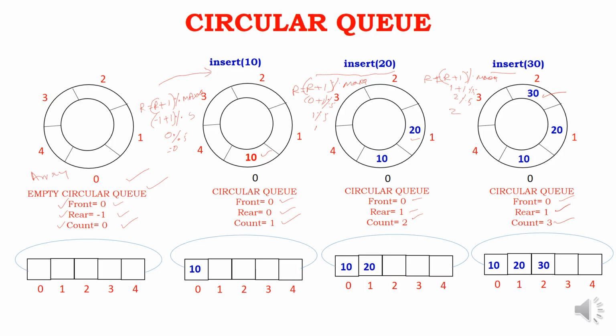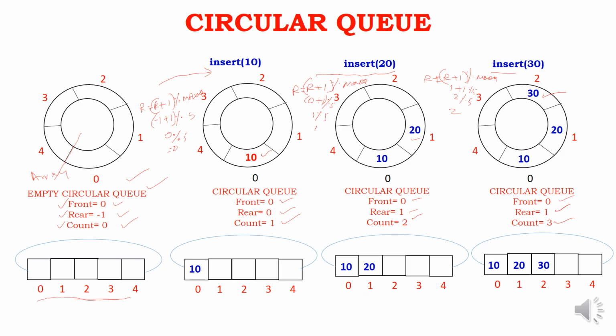For convenience, we are representing the circular queue like a linear queue. Here we assume that the first location is adjacent to the last location. Just for convenience, we are cutting this array here and showing it like a linear queue, but we assume that position 0 is adjacent to position 4. After 4 comes 0, right here.